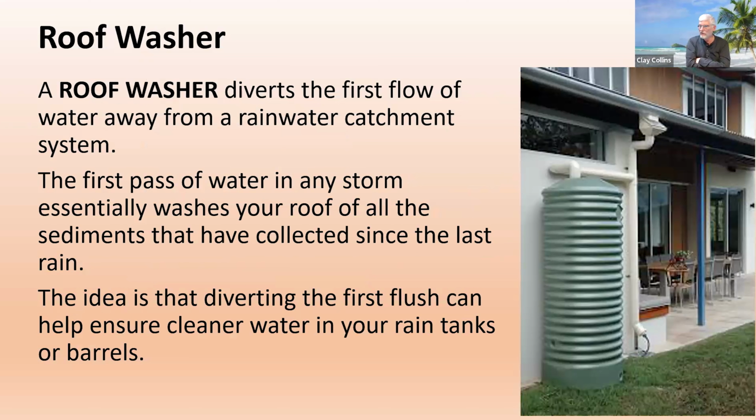So I had to learn what the first flow of water was. Well, that's when the water hits the roof, that's the first thing that comes off. And what is it that comes with that first wash off the roof? All the debris, the leaves, the branches, everything that was sitting up there. Rainwater catchment system.